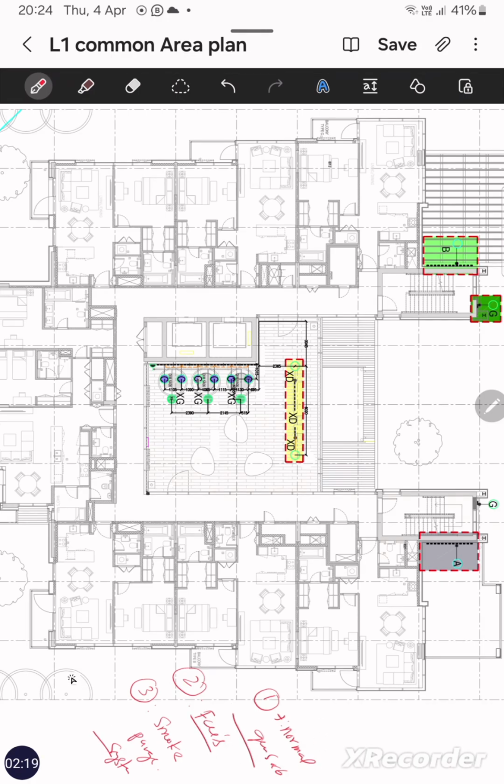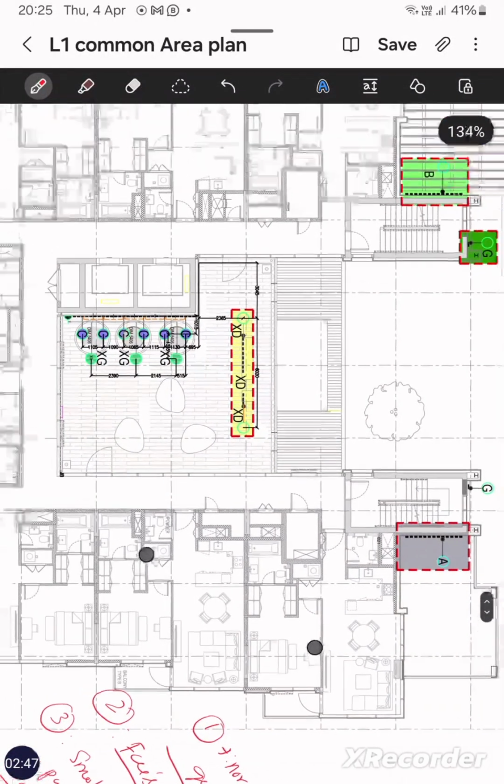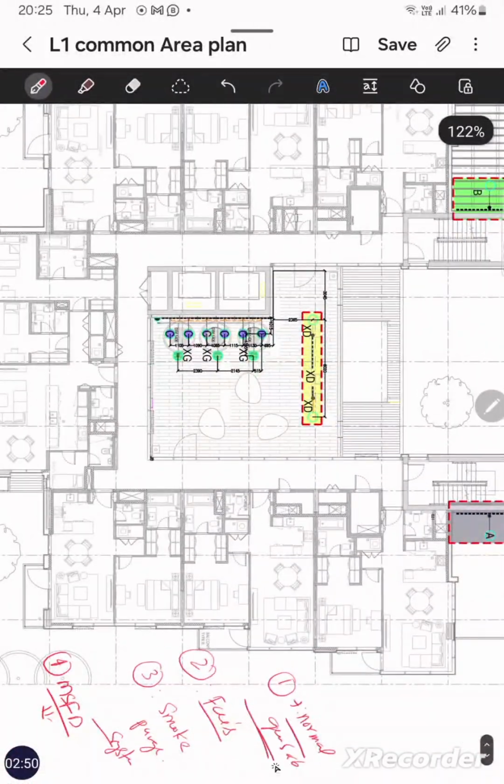Apart from that, we have some MSFD, motorized smoke fire damper. For that we also have to give power. For the design, you have to think about what loads are required to facilitate the people residing in the building. So let's start this video. We will first distribute the normal general purpose sockets inside the corridor and in the service room. So let's start.